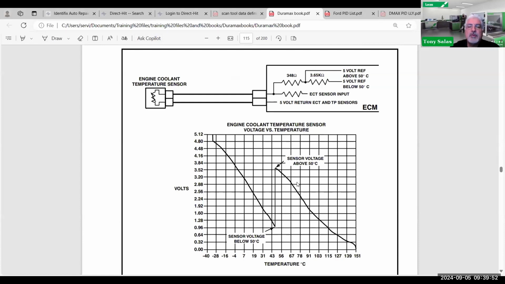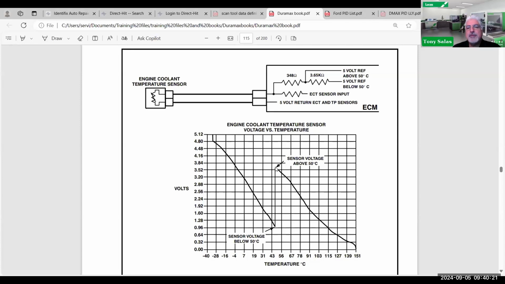And what they were trying to do with technology back in the day, as we follow, I don't know if you can see my cursor, as the temperature was rising from minus 40 degrees Celsius all the way to 151 degrees Celsius, we saw a jump at roughly 1 volt. So at 1 volt, you would see the signal voltage jump, not the reference voltage, because the reference voltage was now going with or without a 3.65 kilo ohm resistor.